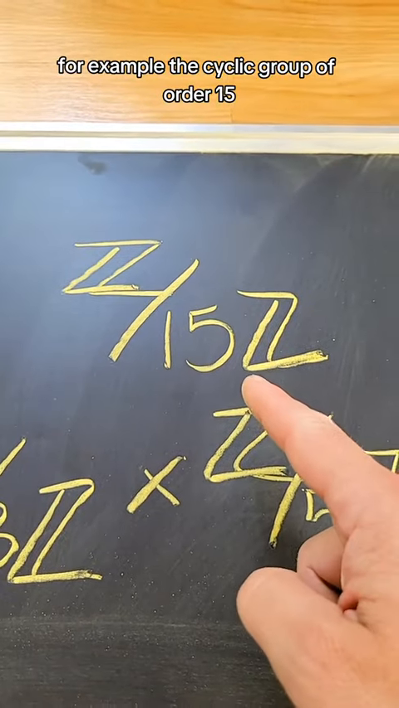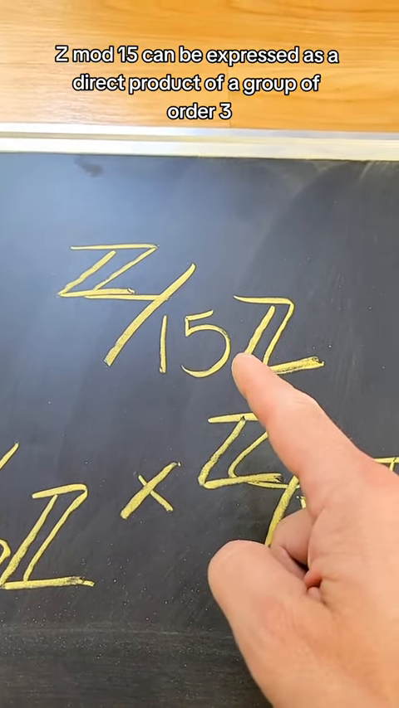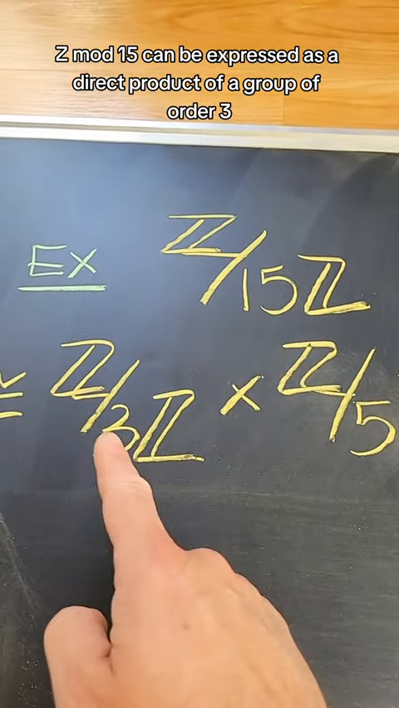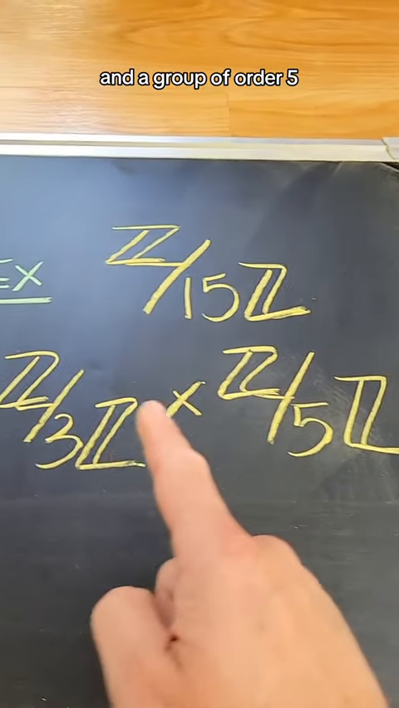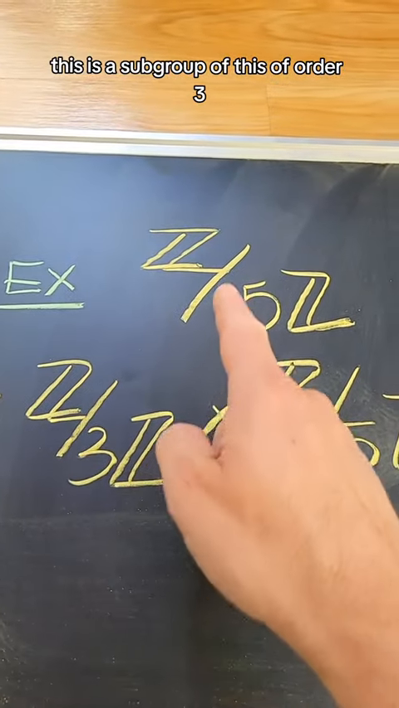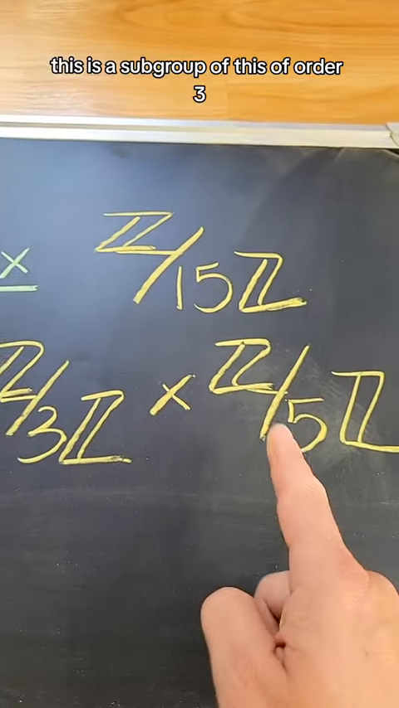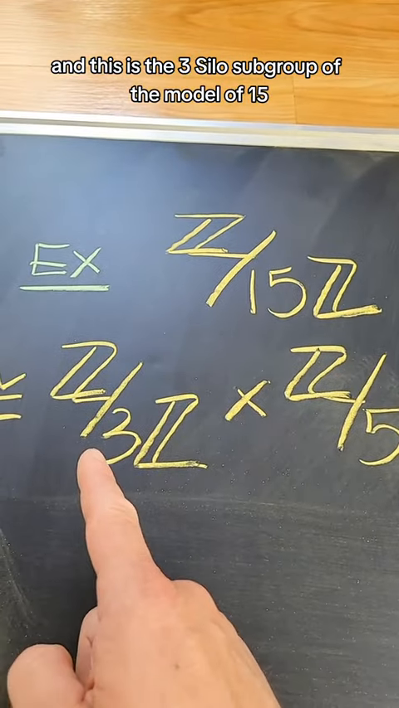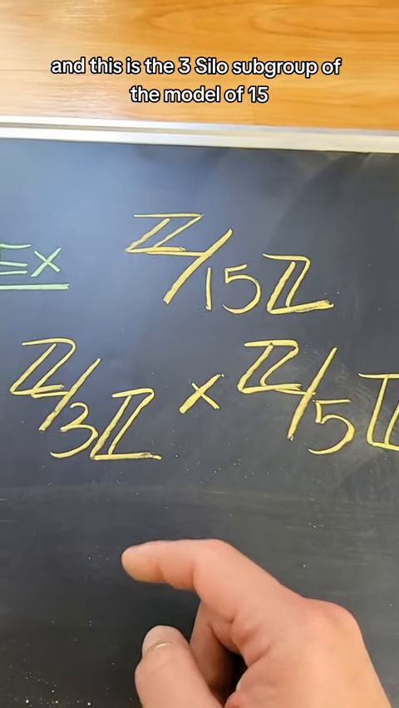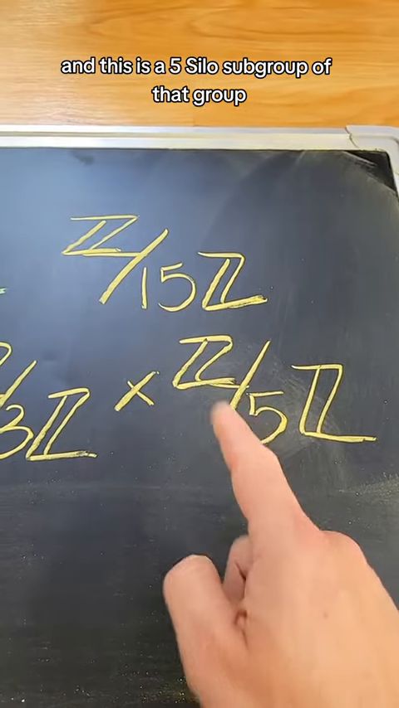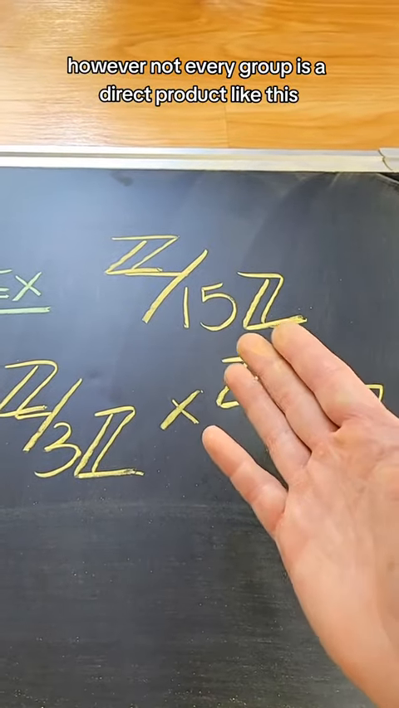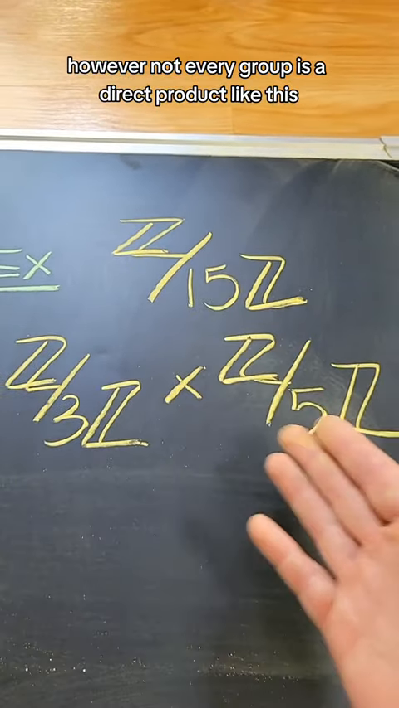For example, the cyclic group of order 15, Z mod 15, can be expressed as a direct product of a group of order 3 and a group of order 5. This is a subgroup of this of order 3, and this is a subgroup of this of order 5. And this is the 3 Sylow subgroup of Z modulo 15, and this is a 5 Sylow subgroup of that group. However, not every group is a direct product like this.